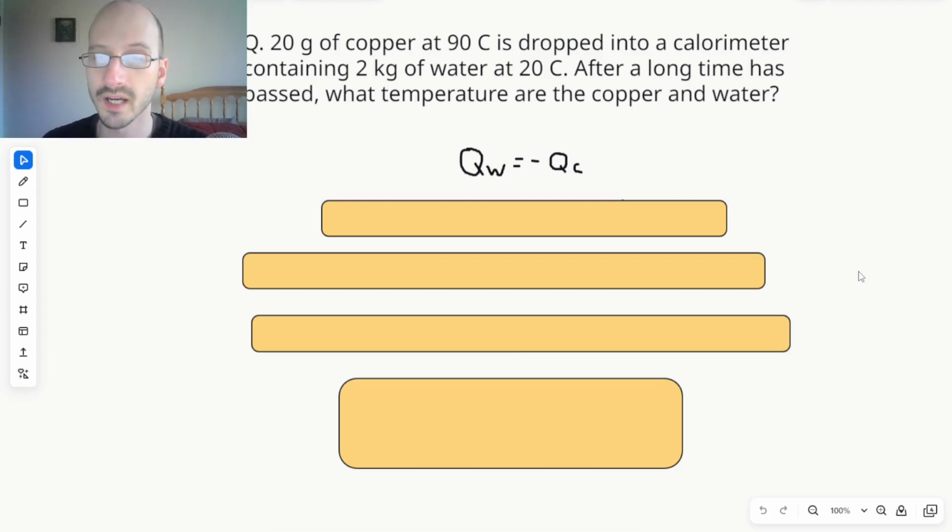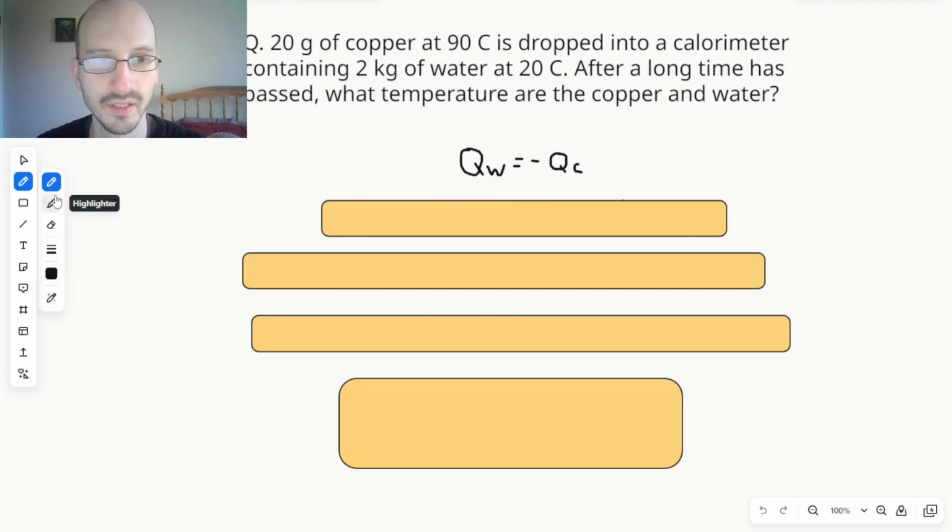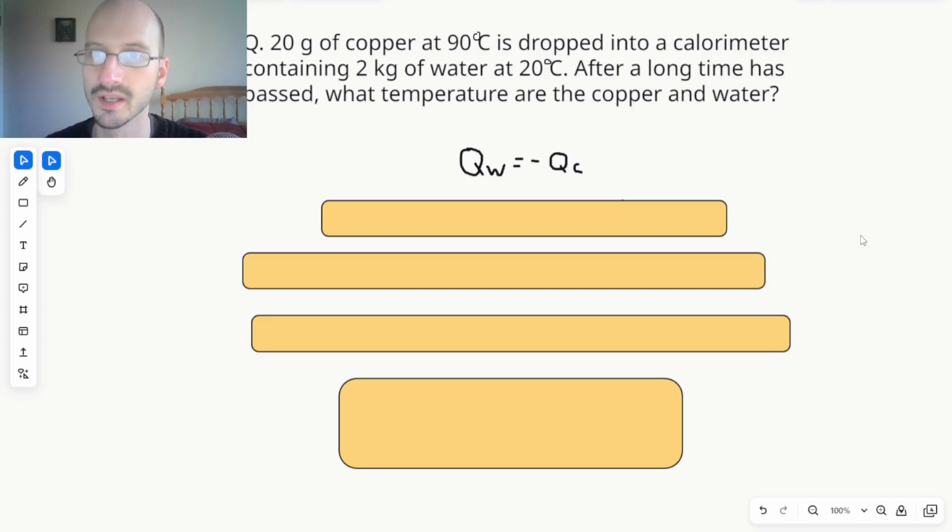20 grams of copper at 90 degrees. I didn't write the degree symbols. I can't really type the degree symbols here, or at least I haven't tried hard enough to figure it out. There we go. 20 grams of copper at 90 degrees Celsius is dropped into a calorimeter containing 2 kilograms of water at 20 degrees Celsius. After a long time has passed, what temperature are the copper and water?